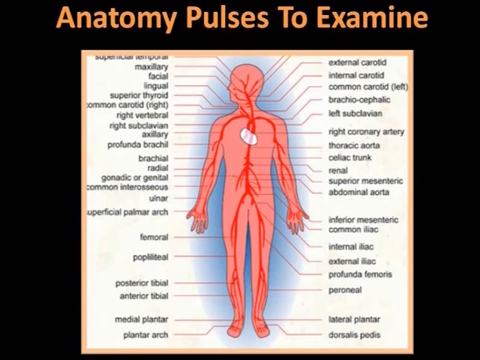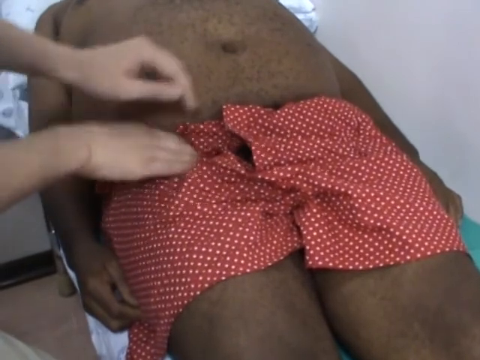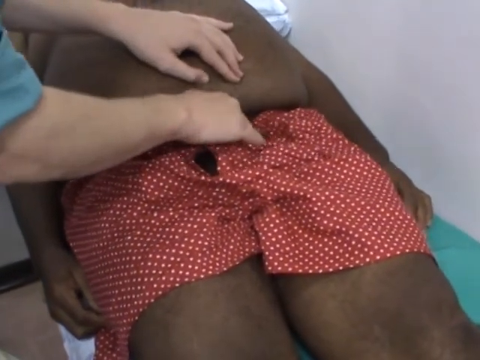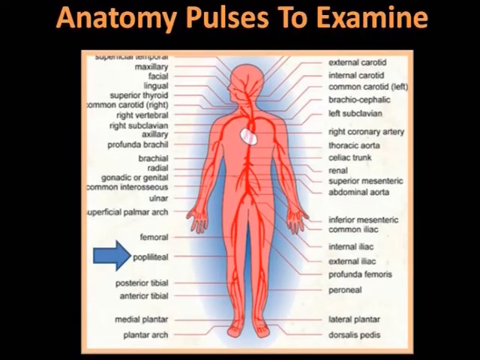If we look at which pulses we must examine, the radial pulse, we must examine the brachial pulse, one must examine the carotid pulse on the right side, and the carotid pulse on the left side. The reason why I highlight the carotid pulse is that the carotid pulses must never be felt left and right at the same time. The femoral pulse we will feel for. The popliteal pulse we will feel for.